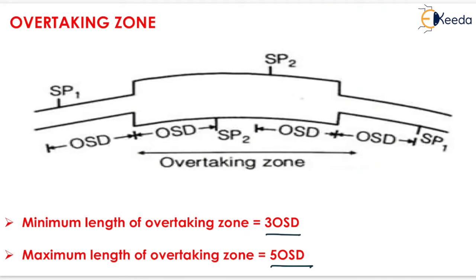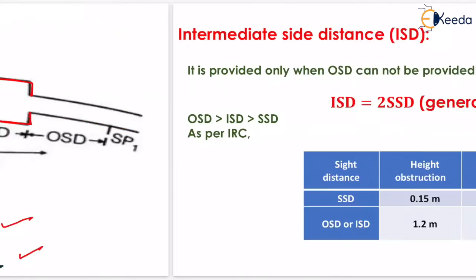It means that when it is impossible to provide overtaking sight distance throughout the length of the highway, then we have to provide the overtaking sight zone like this along a particular length of highway. Now in this zone, overtaking operation will be done only. The minimum length of overtaking zone will be equal to 3 times of overtaking sight distance, and the maximum length of overtaking zone will be equal to 5 times of overtaking sight distance.